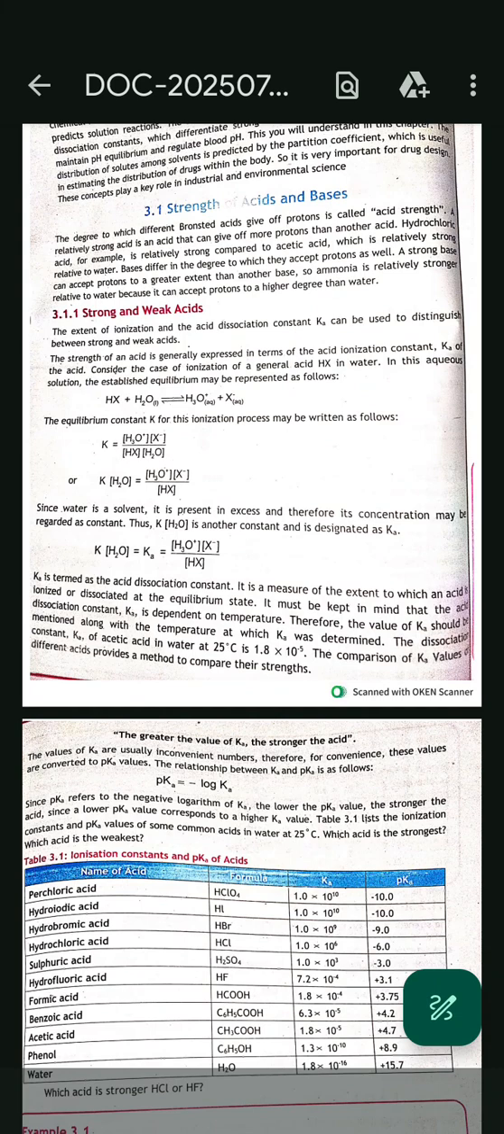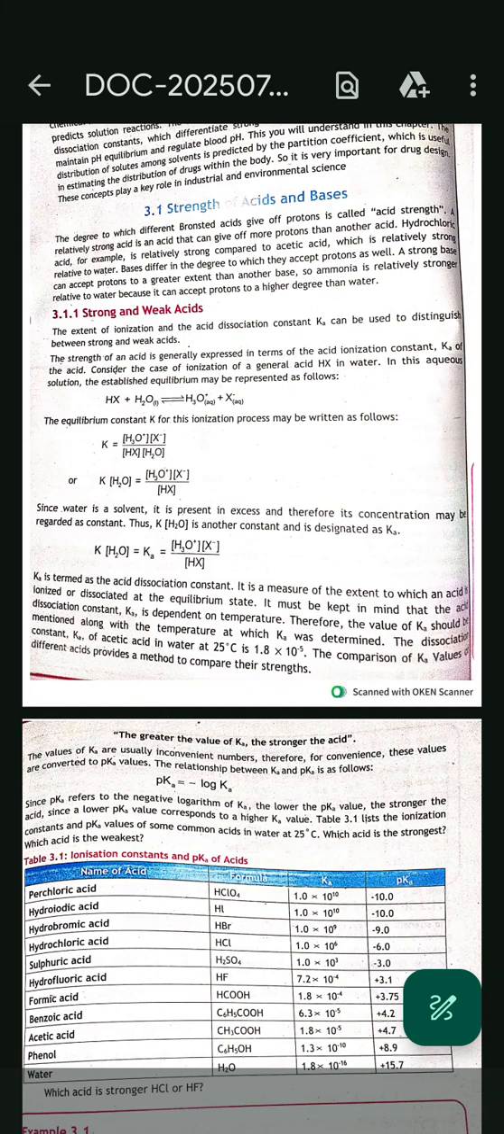The strength of an acid is generally expressed in terms of acid ionization constant Ka of the acid. Consider the case of ionization of general acid, that is HX in water. In this aqueous solution, the established equilibrium can be represented as follows. So we have HX when we react it with water. So we got H3O+ plus X-. The equilibrium constant K is as follows. K is equal to [H3O+][X-] divided by [HX][H2O].